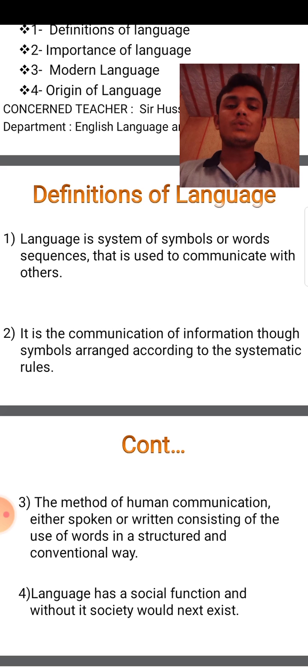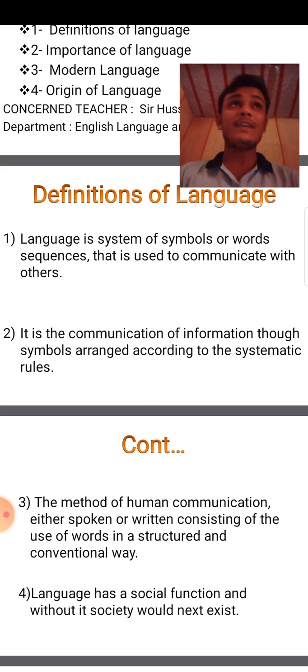And that is used to communicate with others. Language is used to communicate with others. Through language we communicate with a person in front of us. Through language we communicate on mobile. If we have no language, we are nothing. Number 2 slide.